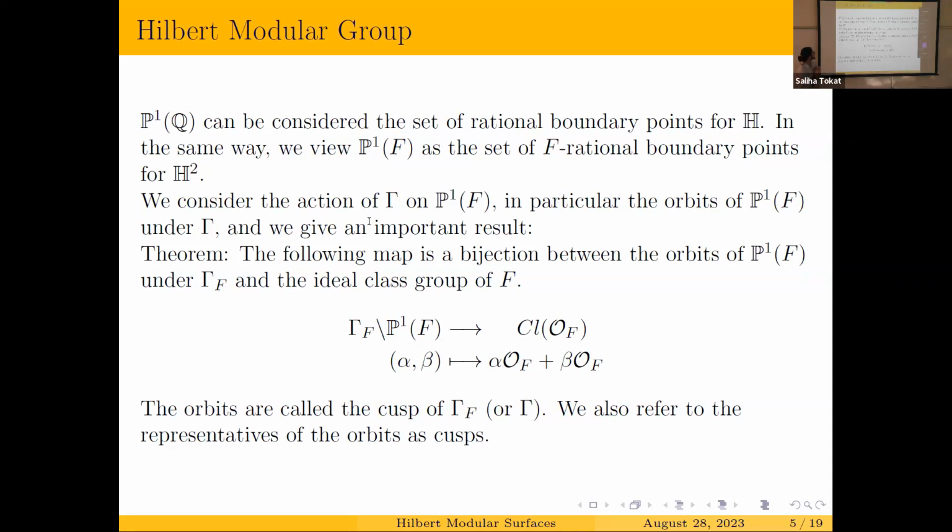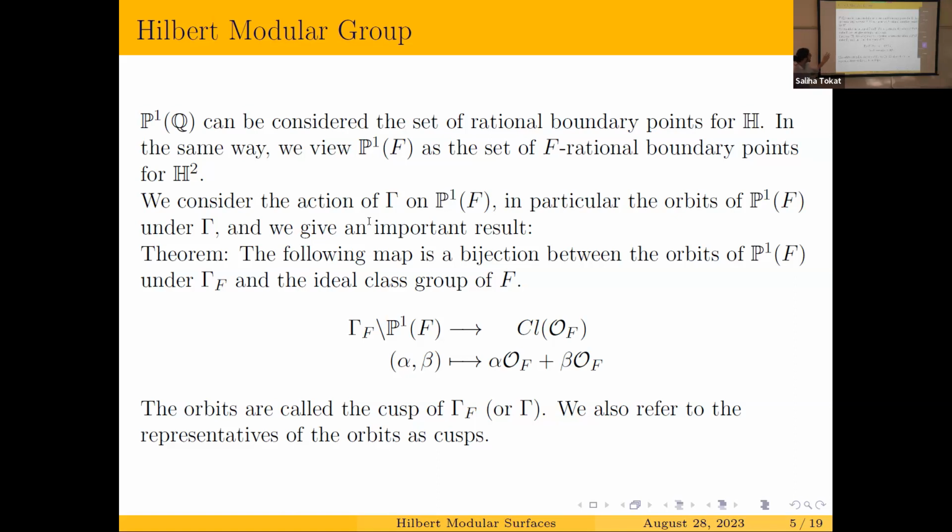Similarly, in the 2-dimensional case, instead of taking P1Q, you take P1F, and these act as the F-rational boundary points for H2. I forgot to say, you should think of the rational numbers set and the point at infinity as the boundary of the upper half plane. Again, P1Q is essentially Q adjoined infinity, and this is the same, F adjoined infinity. And then we will look at the action of gamma on P1F, and the orbits of P1F will turn out to be the missing cusp points in the previously given surface Y gamma.